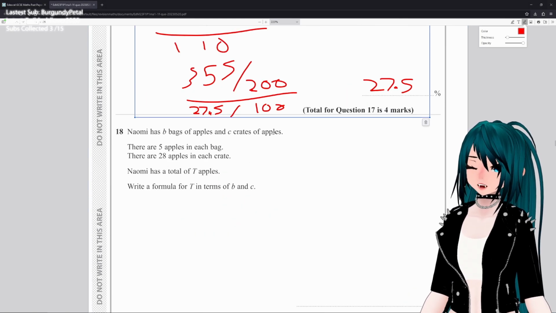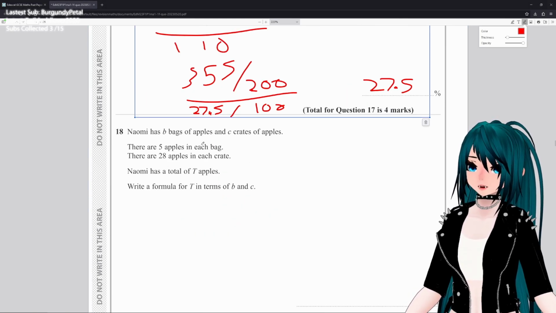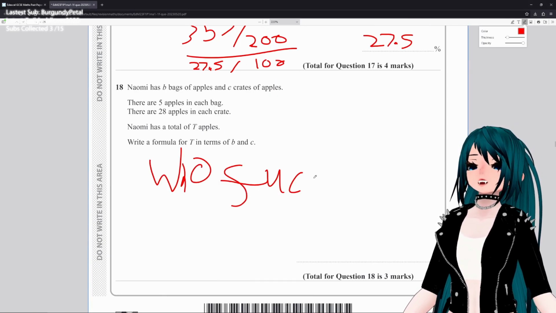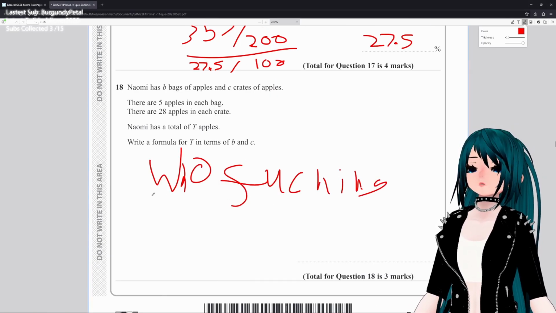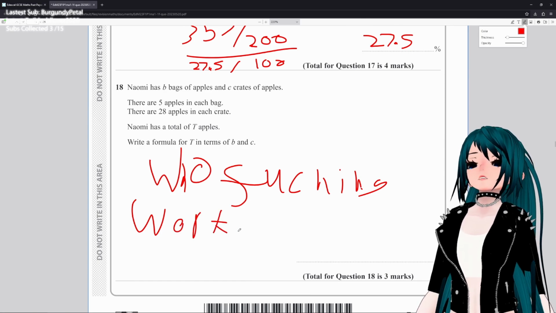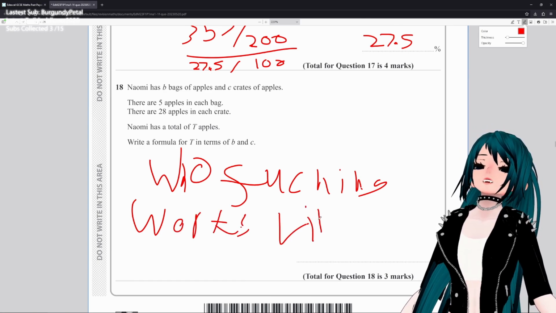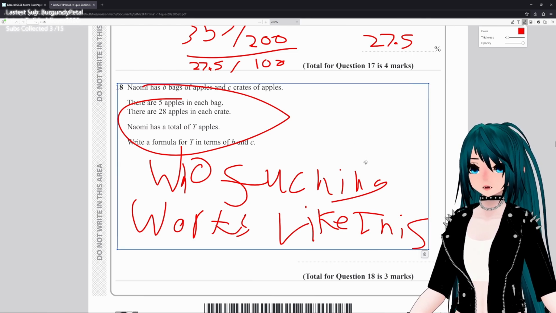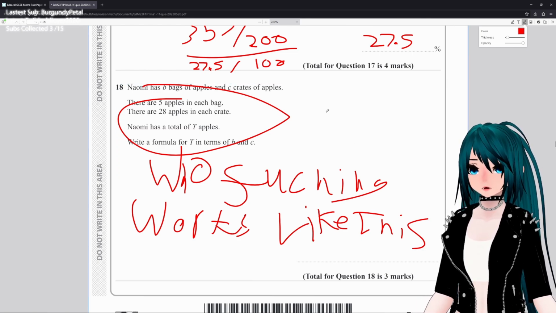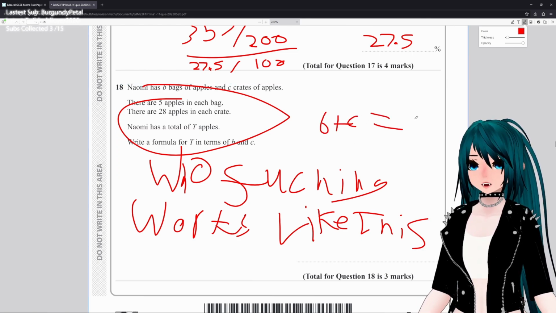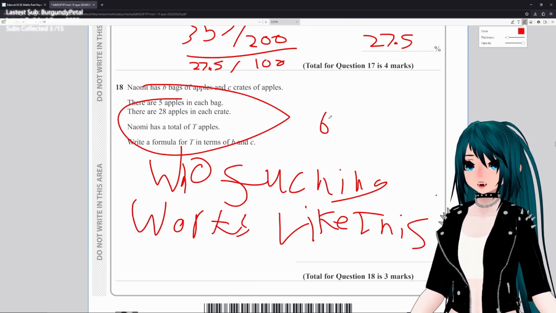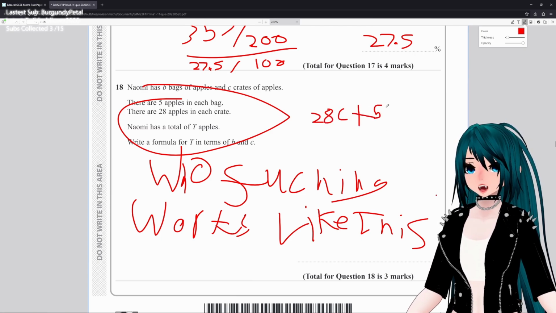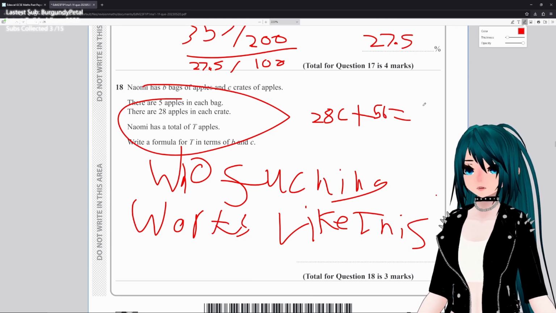27.5 crates of apples. There are 5 apples in each bag. Who works like this? Wouldn't it literally just be like, wait, let me write. B plus C equals T. No, wait, wouldn't it be 28C plus 5B equals T?